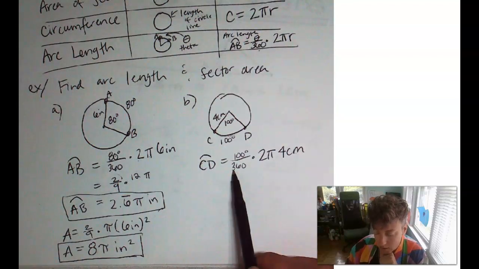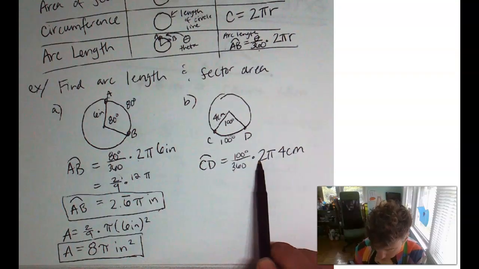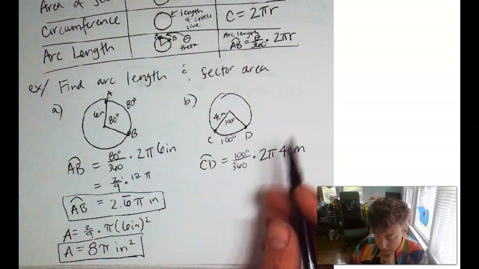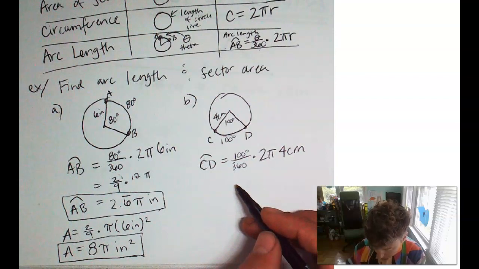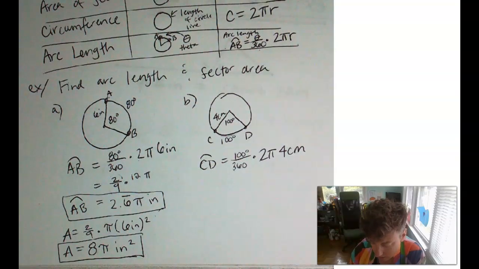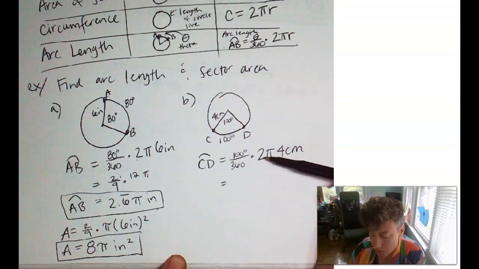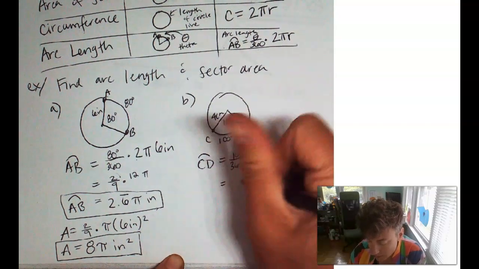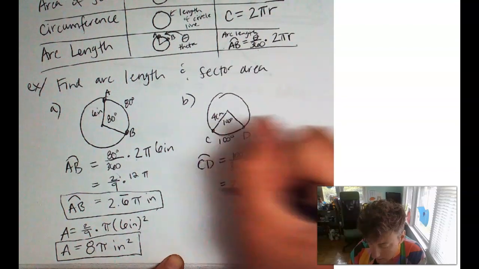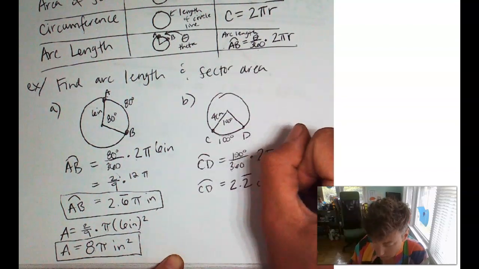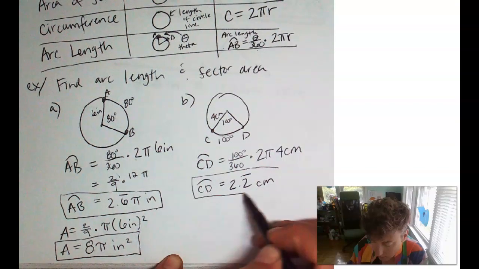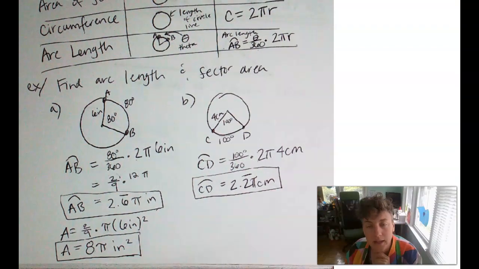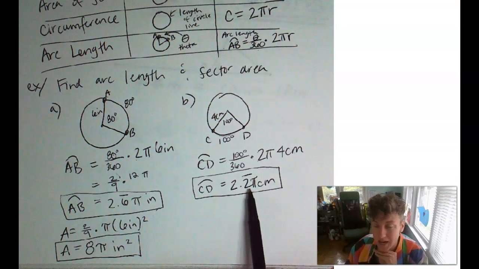So we have 100 times 2 times 4. 100 times 2 is 200, times 4 is 800, divided by 360 is 0.2 repeating centimeters. Oh, pi! I forgot my pi in there. Much better. 2.2 repeating pi centimeters.